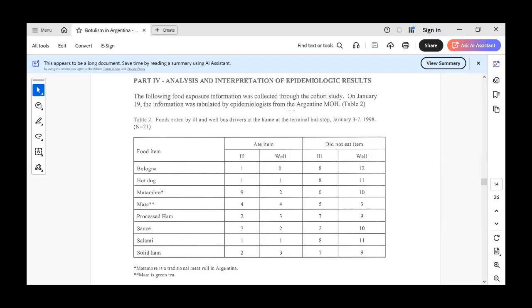Sorry, Dr. Duncan. Remind me what we're calculating. You said the attack rate for each food. The attack rate for those who ate each food item and did not eat each food item, and then the relative risk.